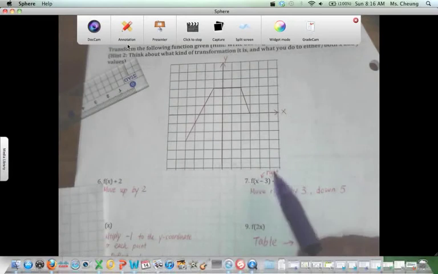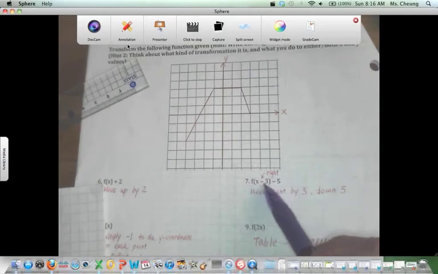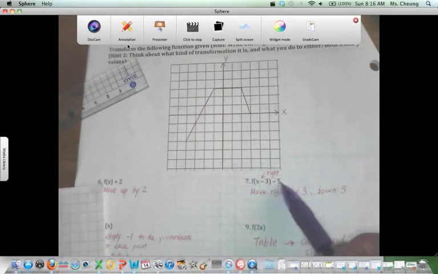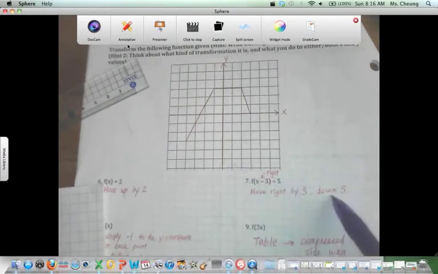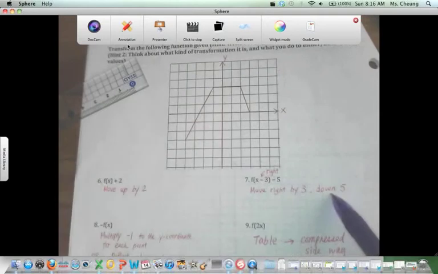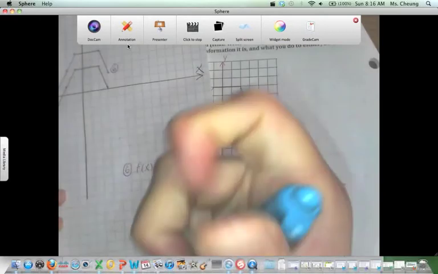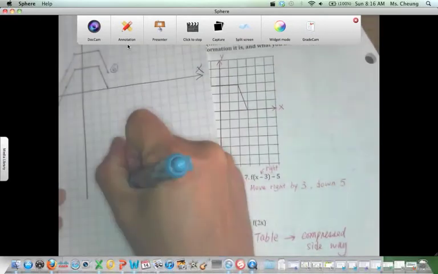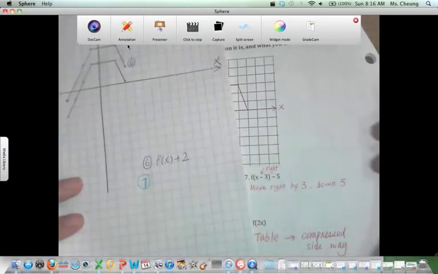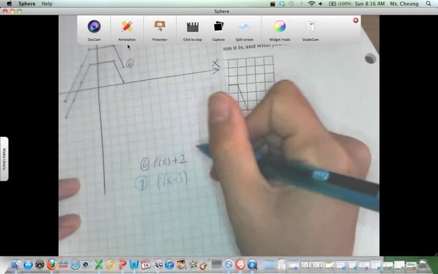Question number 7: if there is a constant term attached to the x inside the parentheses, that means your graph is being moved sideways. When it's minus 3, the movement is opposite, so it should be moving to the right by 3, and this negative 5 is moving down by 5. So the whole graph we have to move to the right by 3, and then down by 5. So number 7 is f of x minus 3, minus 5.